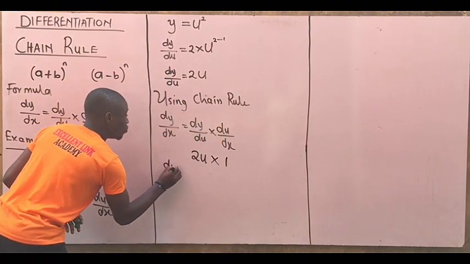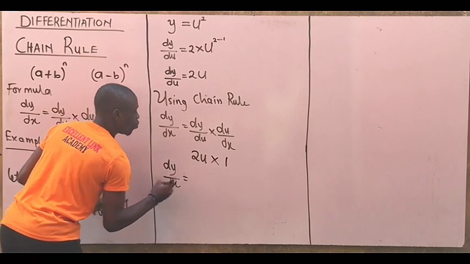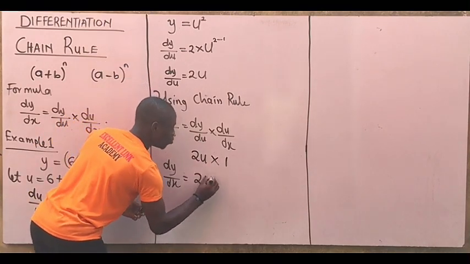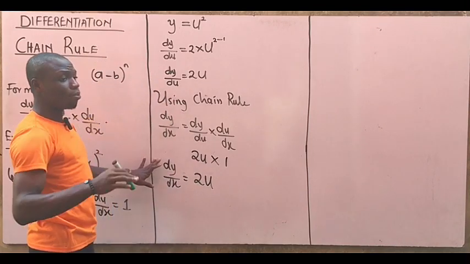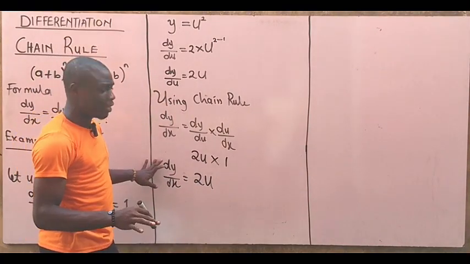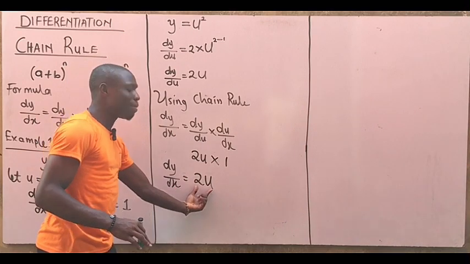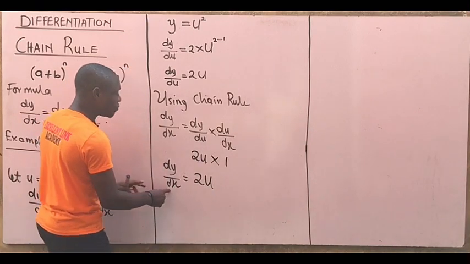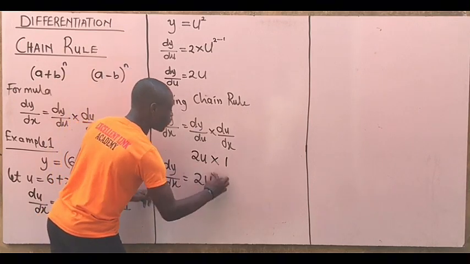And my dy over dx is equal to anything multiplied by 1 is that thing. So I'll have 2u. Now look up. At this point here, I can let my answer be this. Why? Because I'm having dy over dx, it means that anything that will be here must be in terms of x.